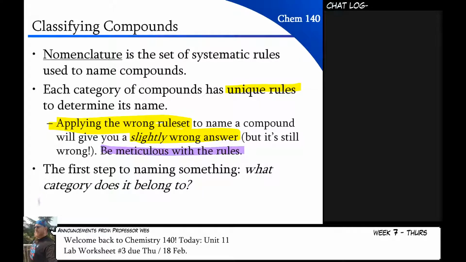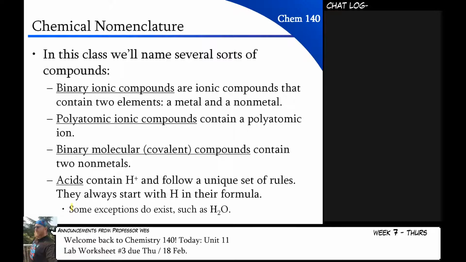Now, the first step to categorizing anything and then applying a rule to it is first figuring out what category you're sticking it in. And there are 3 categories that we're going to cover in this class, although one of them is a little bit broad and has 2 things in it. So here's that first one. Anything ionic follows the same rules.